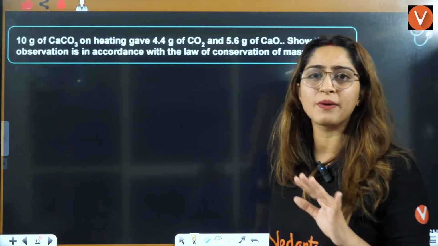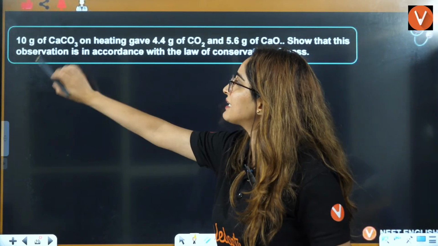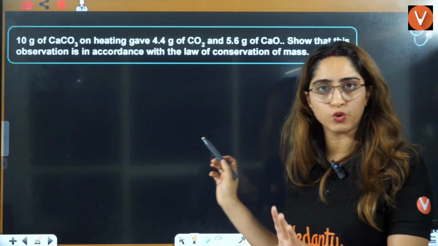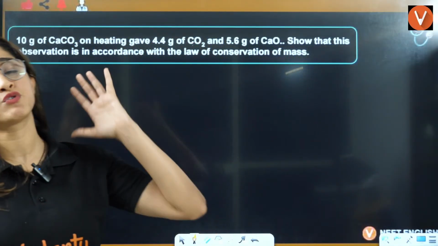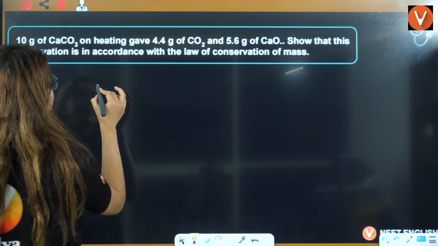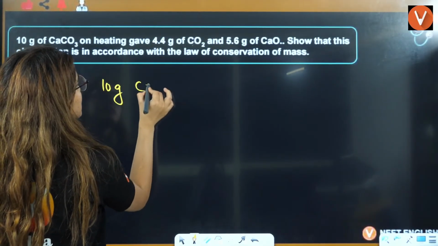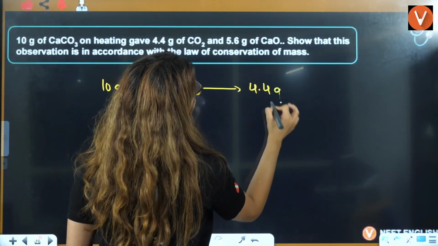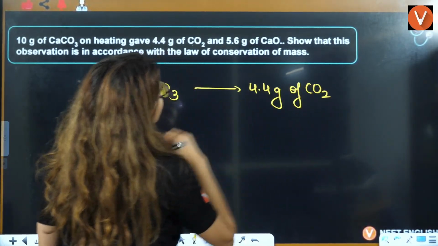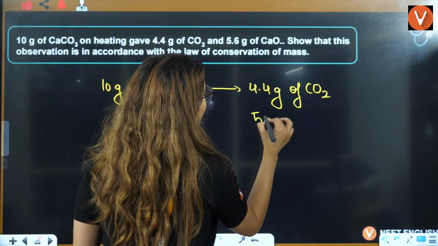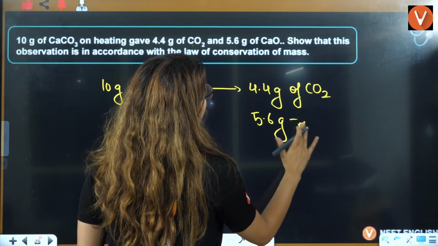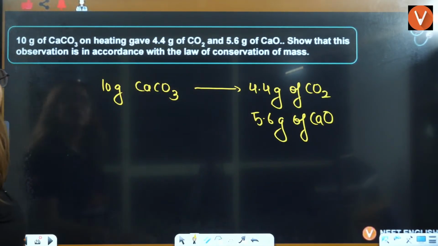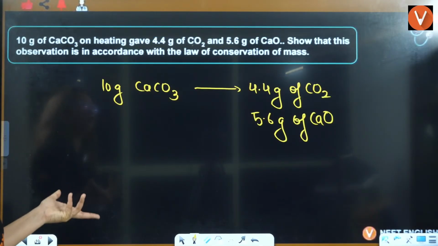This first law is a very basic law, right? So if you see this here, 10 gram of CaCO3 on heating gave 4.4 gram of CO2, right? First you have to see the question. They are saying that you have 10 gram of CaCO3, that is giving you 4.4 gram of CO2 and 5.6 gram of CaO. Show that this observation is in accordance with the law of conservation of mass.